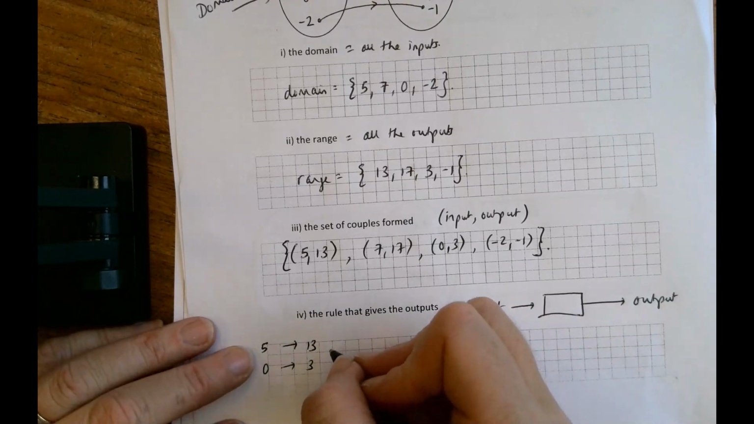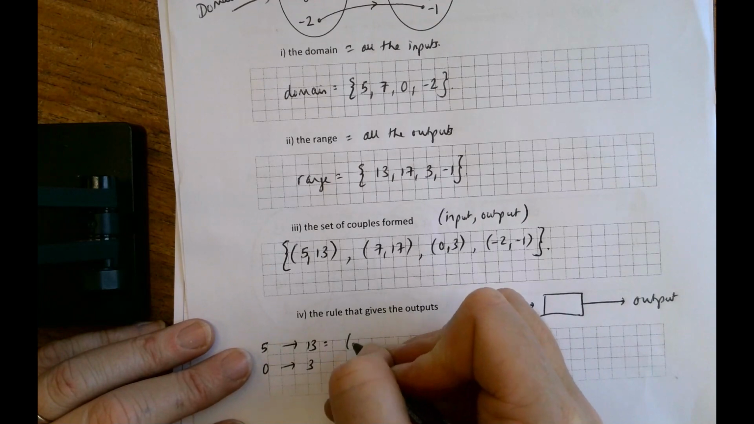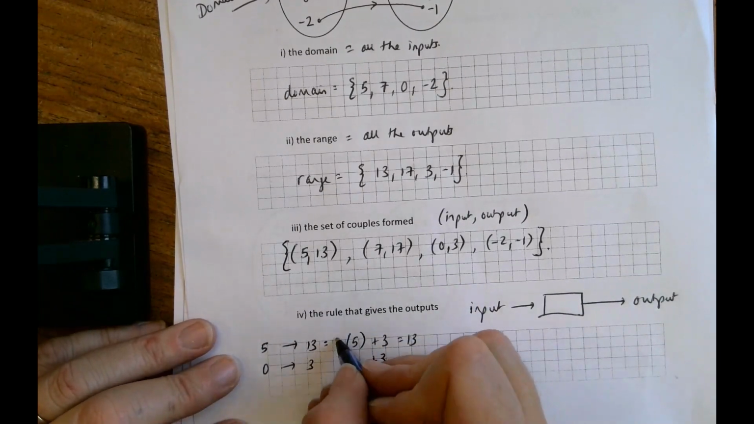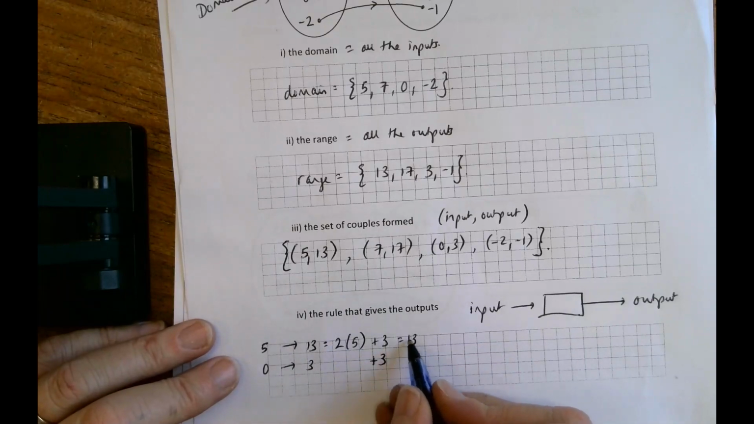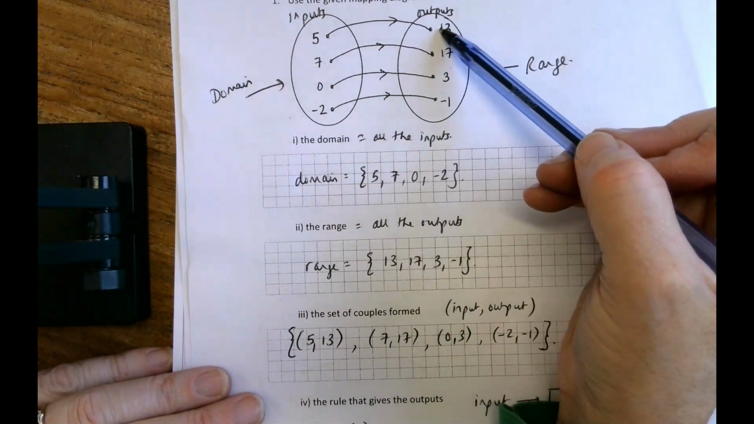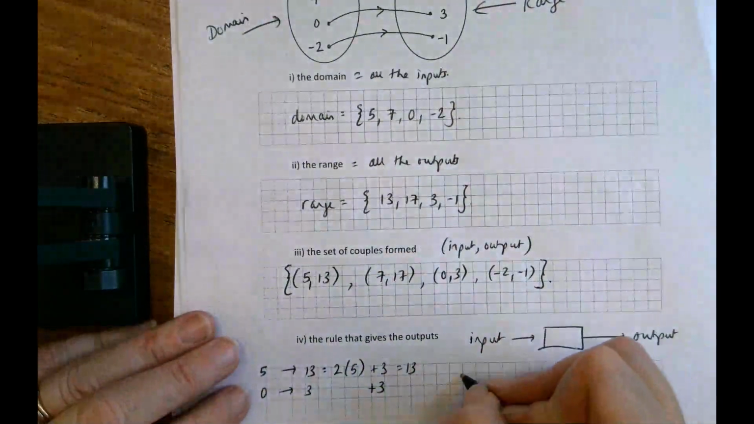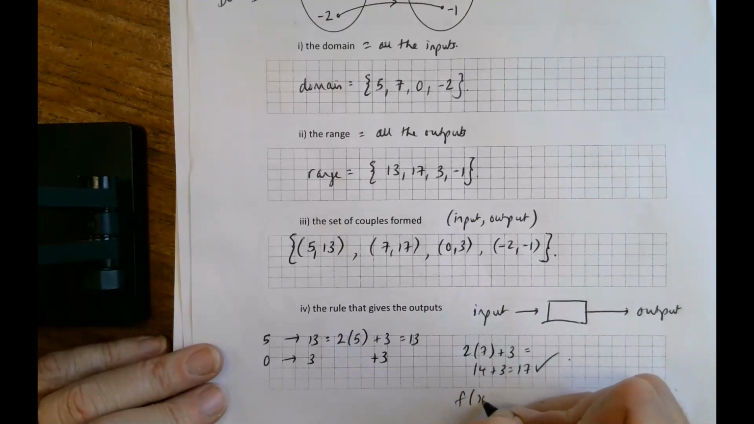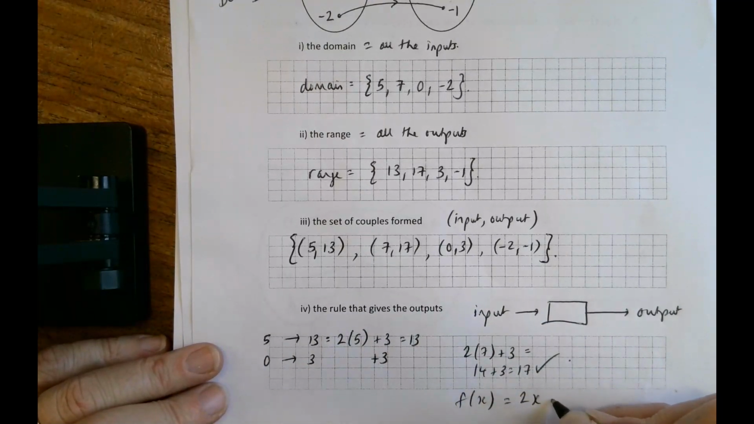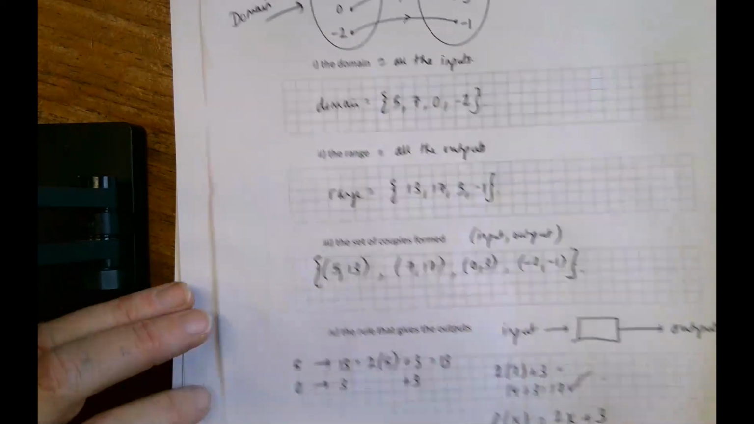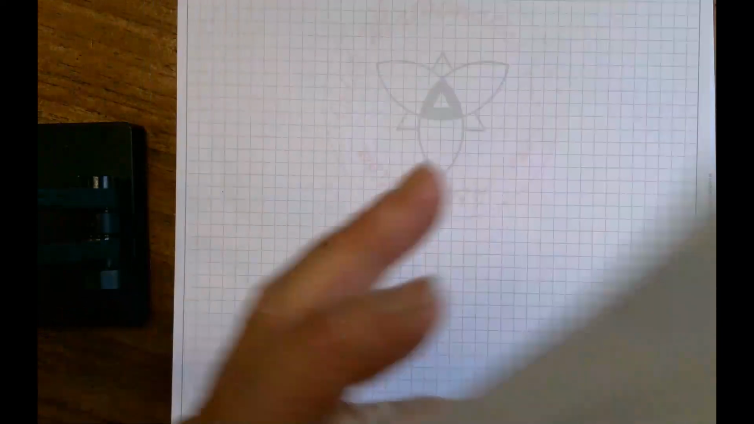So let's look here. Something by 5 plus 3 is equal to 13. Well, that must be 2 by 5 then, mustn't it? 2 by 5 plus 3 is equal to 13. So we're doubling our input and adding 3. Let's see whether that works for 7. 2 by 7 plus 3 equals 14 plus 3 equals 17. Yeah, that works. So our function, the rule that describes the outputs is 2x plus 3. F of x is equal to 2x plus 3. Now, here's the second.